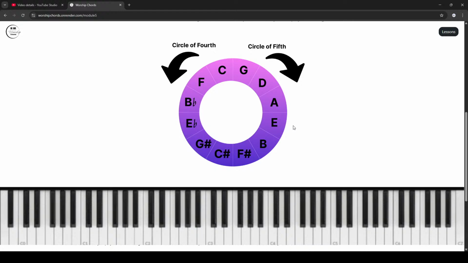Now you understand how the circle of fourth works. So you form the circle of fourth. From the note you are on, find the fourth note on that key. Okay, now let's shift to the circle of fifth.